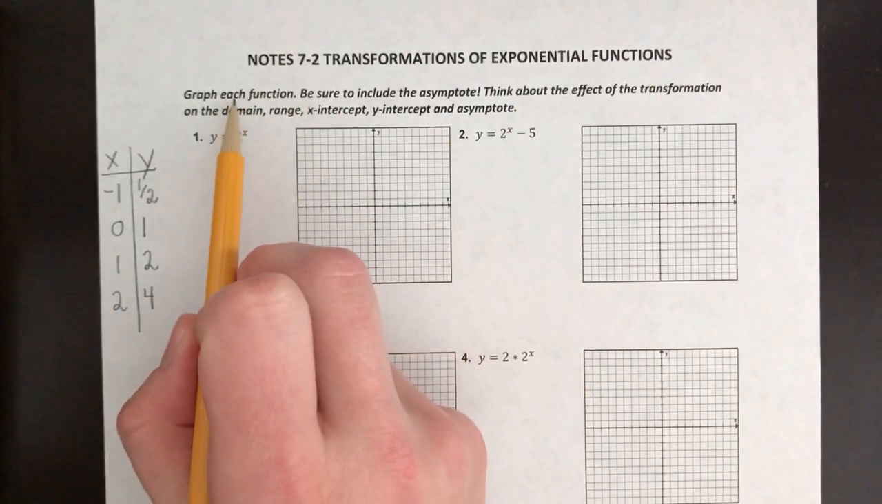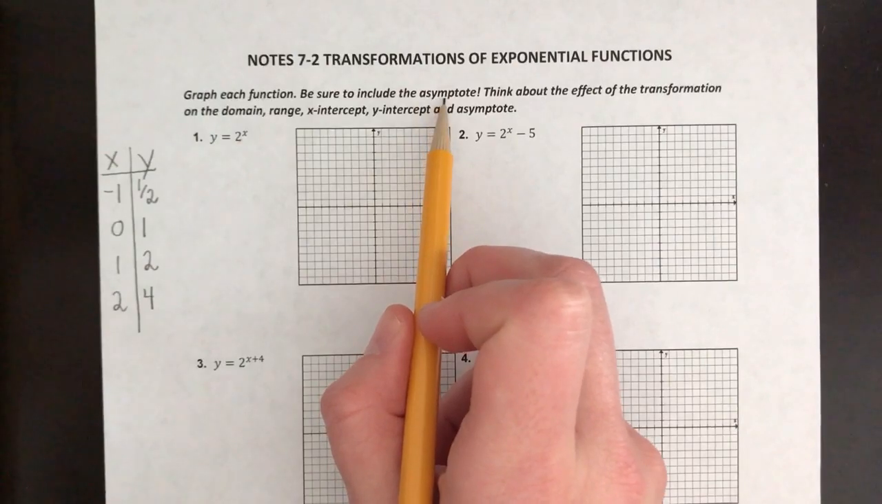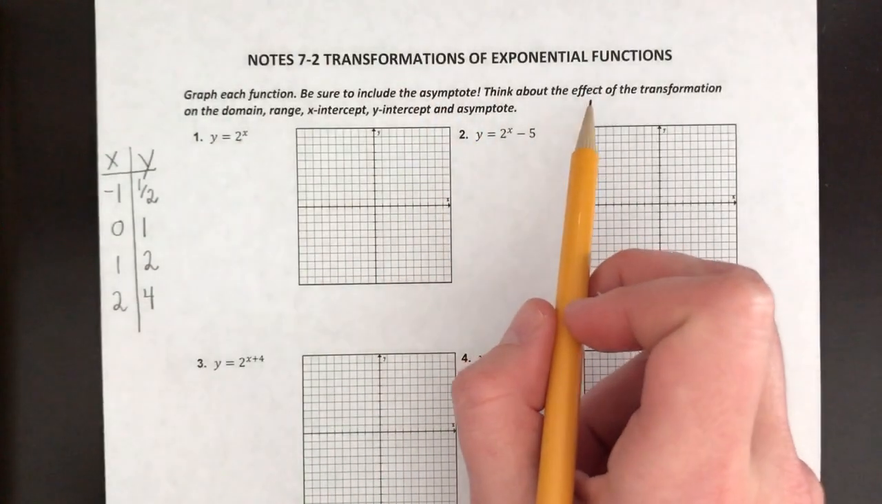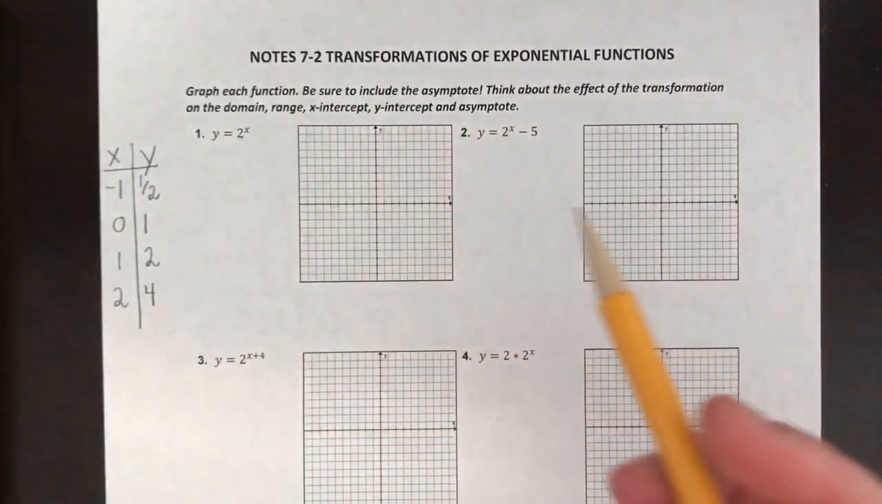So what we're going to be doing today is graphing each function. We're going to be sure to label that asymptote, and we're going to think about the effect of the transformation on the domain, range, x and y intercept, and the asymptote.